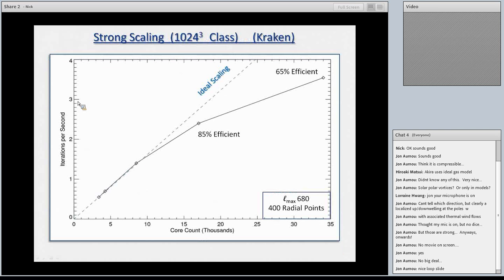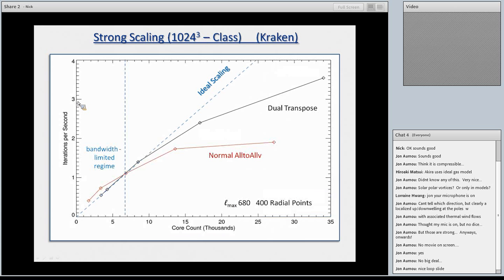If you want to run a 1024 cubed problem, which has a maximum spherical harmonic degree of 680 and 1024 points in theta because we de-alias by the 2/3 rule, you can scale out pretty easily to 34,000 cores. We find we're about 85% efficient at 17,000 cores, which is great. Your efficiency is not so great at 34,000. It's about 65% relative to ideal, but it's still good. Okay.